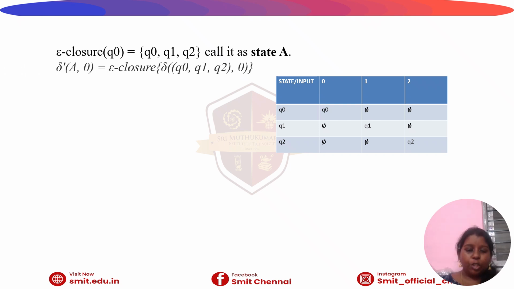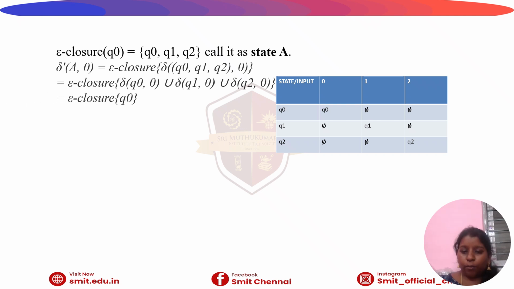Next, delta dash of A comma 0. That is, for the new state we need to find for each input 0, 1 and 2. We'll write E-closure of sigma of Q0, Q1, Q2, comma 0. Next, we'll put sigma Q0 of 0 union Q1 of 0 union Q2 of 0. Next, as we see in the table, Q0 of 0 is Q0 and Q1 and Q2 of 0 are empty. So, we'll write E-closure of Q0, which is nothing but Q0, Q1, Q2, which is this same state A.